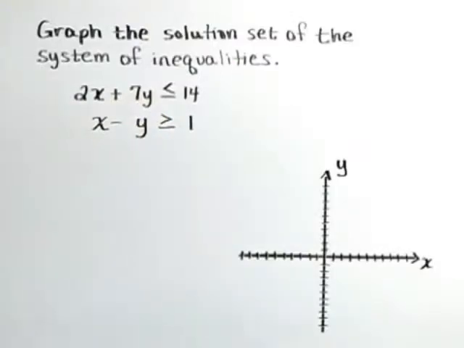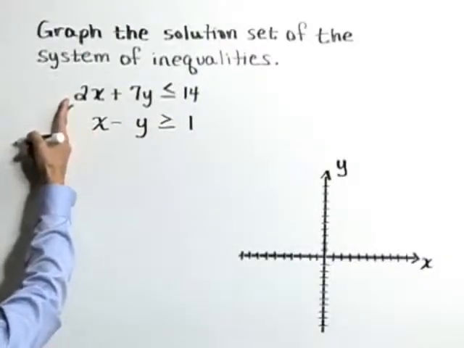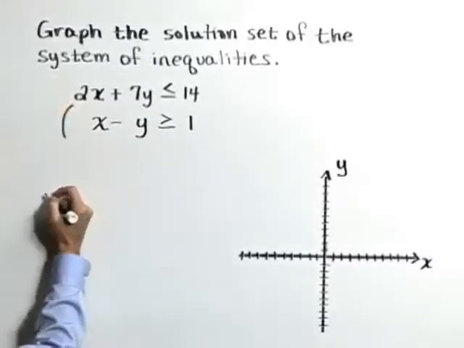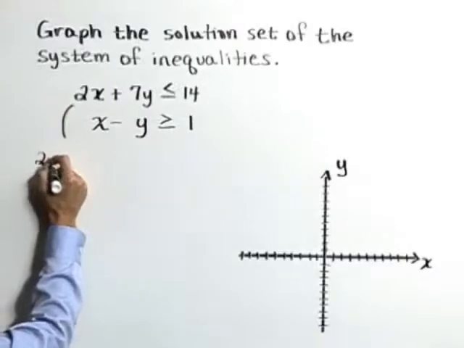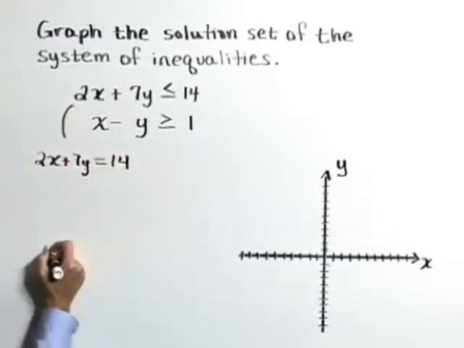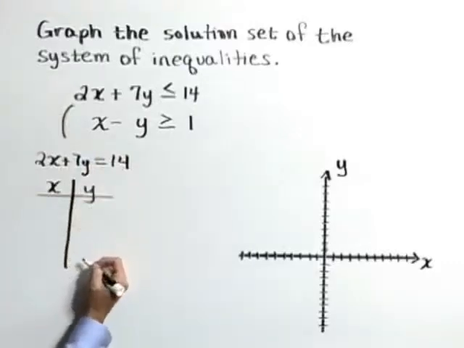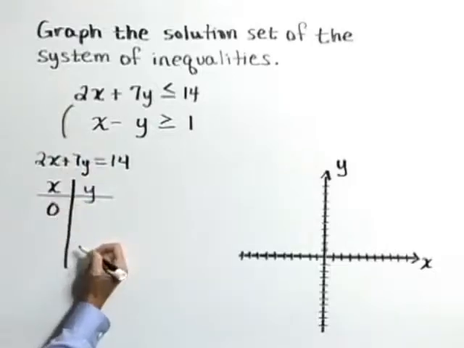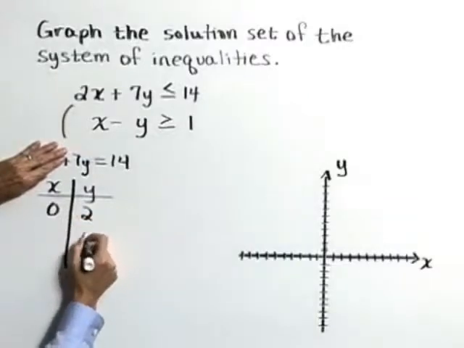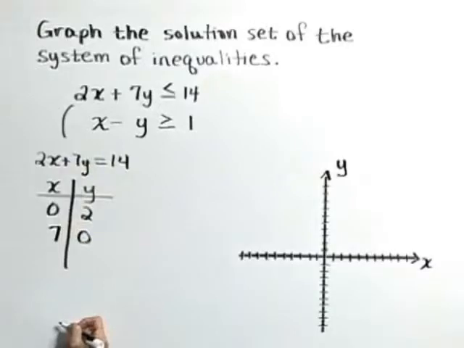Let's begin to determine that region by first graphing the boundary line for the inequality 2x plus 7y is less than or equal to 14. So we're going to begin by graphing the line 2x plus 7y is equal to 14. I'm going to do this by using an xy t-table and plotting intercepts. If we let x equal 0, then y is equal to 2. If we let y equal 0, then x is equal to 7.